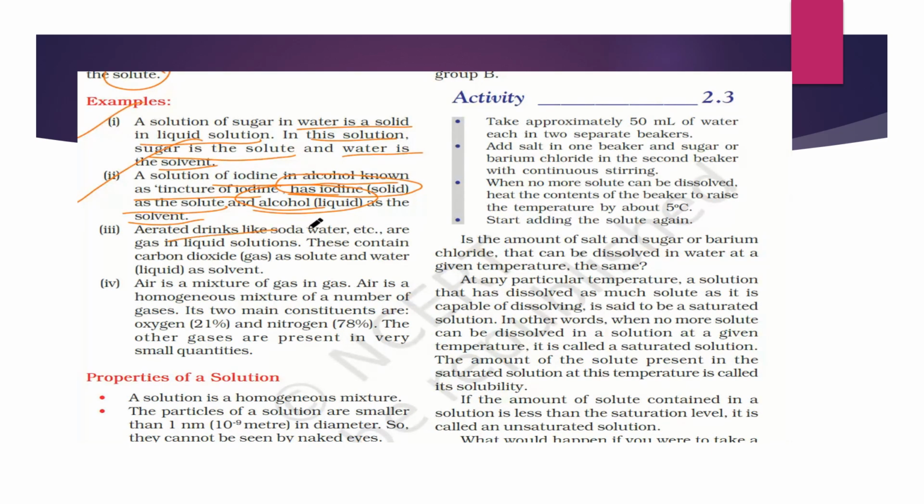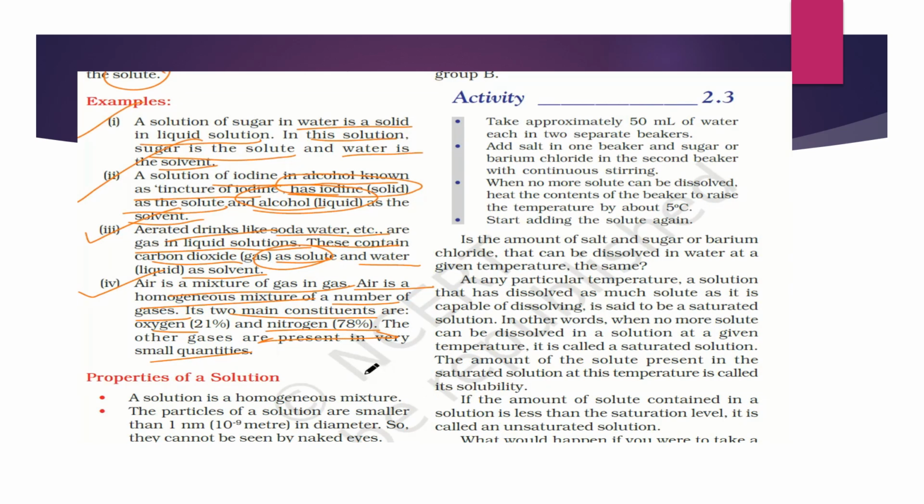Now aerated drinks like soda water etc. are gas in liquid solution. So there carbon dioxide gas is the solute and water is the solvent. They are gas in liquid solution. So carbon dioxide is the solute and water is the solvent. Air is a homogeneous mixture of a number of gases. Its two main constituents are oxygen and nitrogen. Other gases are also present in very small quantities, right?